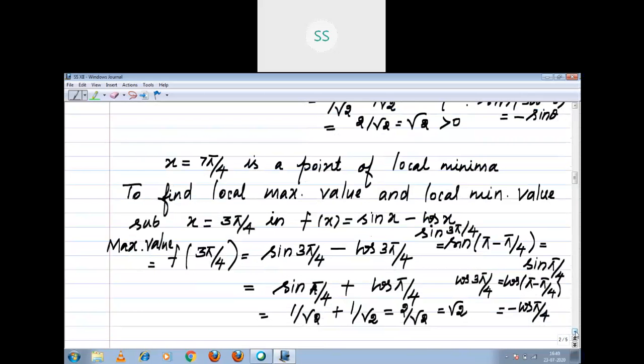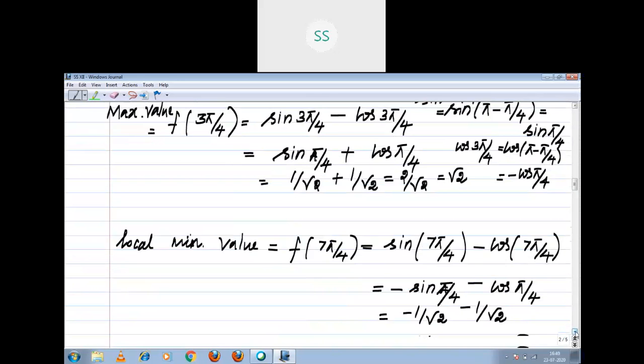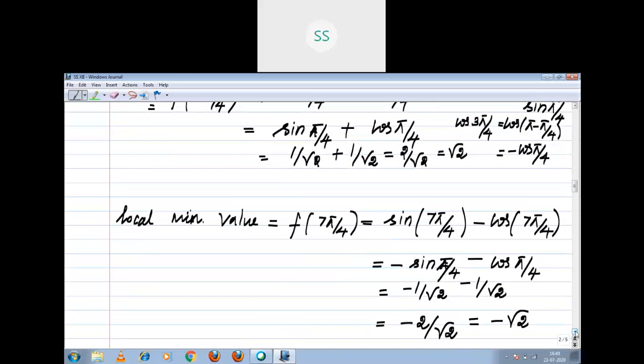Maximum value you arrived at root 2. Minimum value you arrived at minus root 2. I hope you people understood. You have to go through the sum, children.